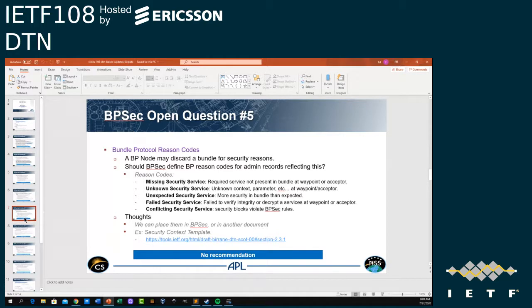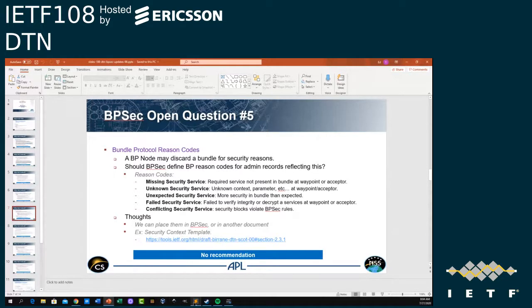The reason codes we thought of were bundle was discarded because it was missing a required security service. It had an unknown or unparsable or corrupt security service. It had more security than was expected, or it had a security service that failed, such as failed integrity, or it had conflicting services where the security blocks in a bundle violated BPSec rules. Alternatively, it could go into a security context template that defines the reasons that should be adopted by all security contexts.